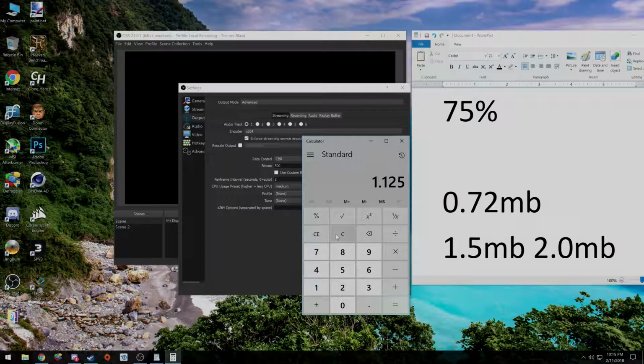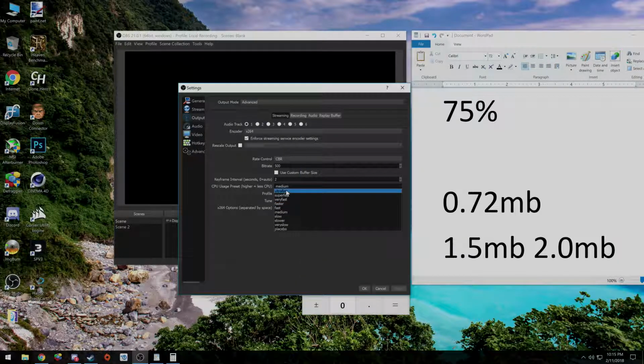But if you want to find out if your hardware is good enough for what you're wanting to do, say you're running on a laptop or on hardware that can only handle so much, you're going to have to play with your settings here, play with your CPU usage preset until you find the right sweet spot for you. That's going to work fine.